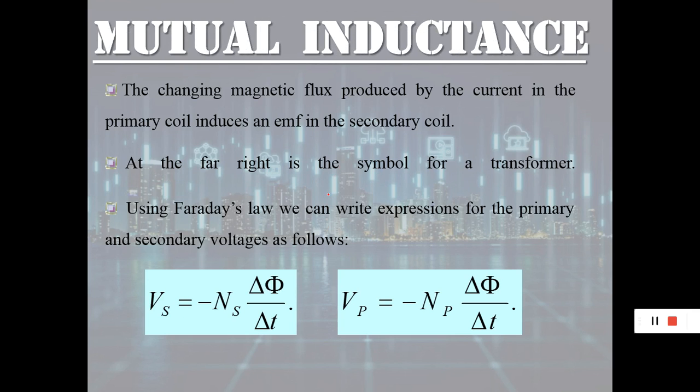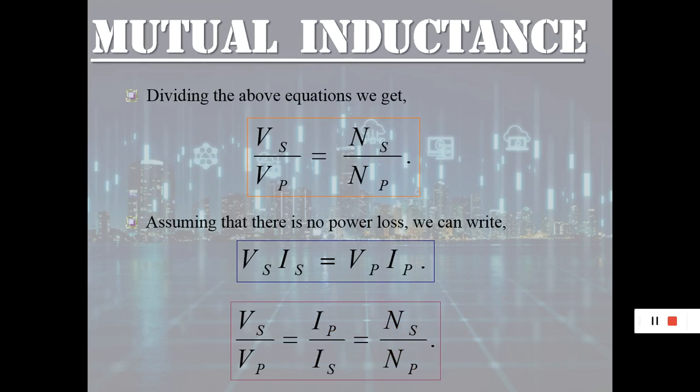For the transformer, for example, we can find V_S, the voltage for secondary, where we have N_S times the change in flux over the change in time. Actually this uses the basic formula of Faraday's law, where we have negative N times the change in flux over the change in time. Dividing the equations, we get the relationship between the secondary and primary. When there is no power loss, we can write V_S I_S equals V_P I_P, where S is secondary and P is primary.